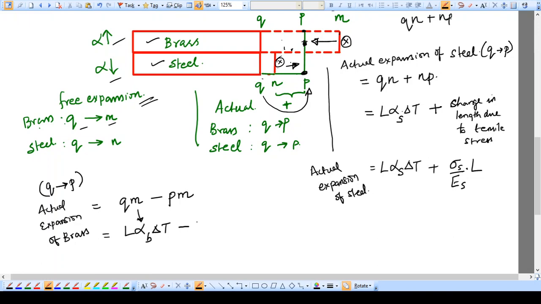So the change in length due to a compressive stress is given by sigma by E into L. Since I am taking for brass, that is the stress is induced in the brass element, I am putting B and here also B. So this is the actual expansion of brass.